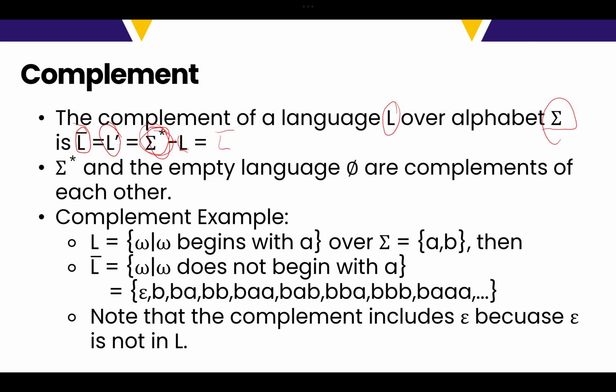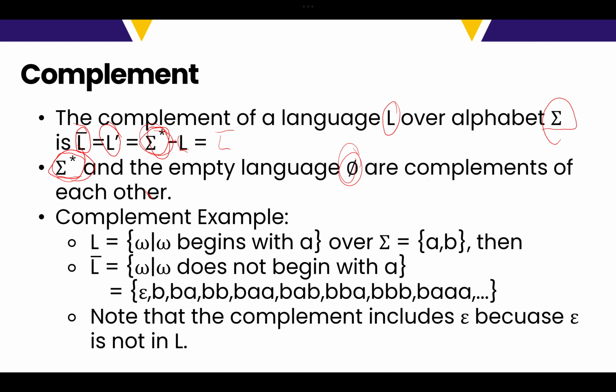Okay, so our clean star of our alphabet and the empty language null set are complements of each other. Okay? So, they are complements. Okay, kani na atanan, kani null.